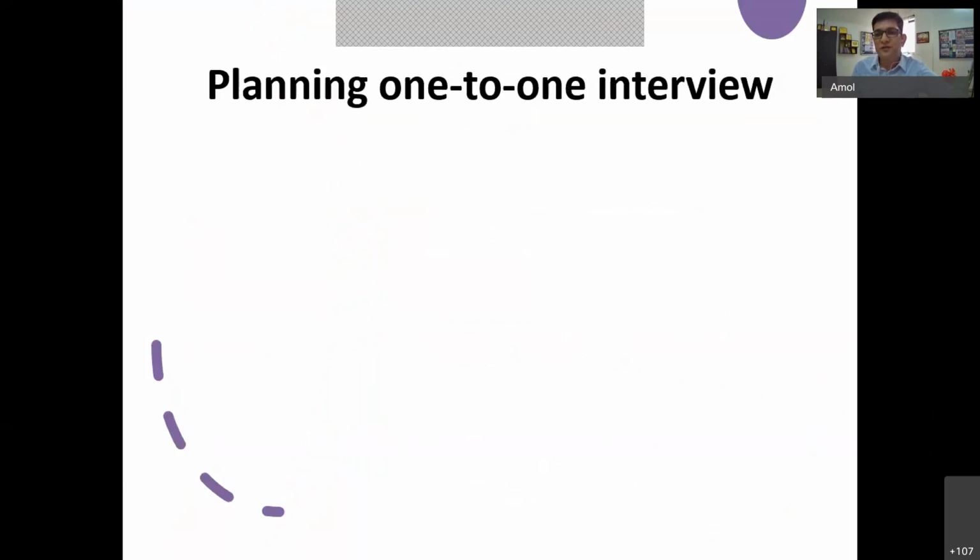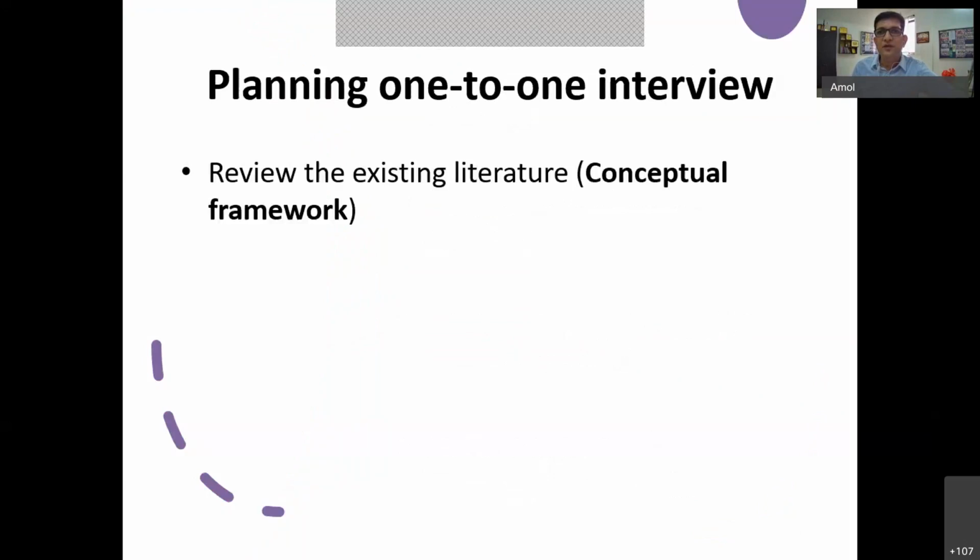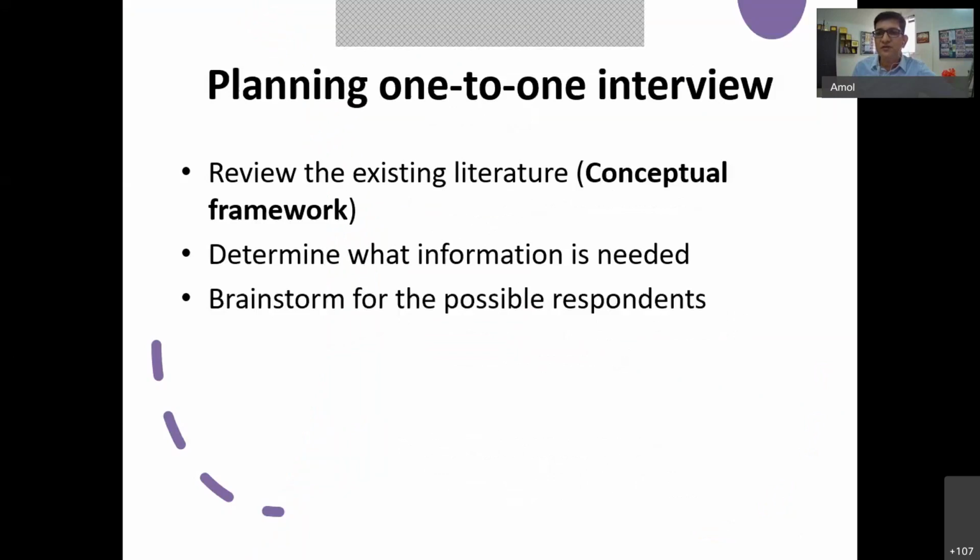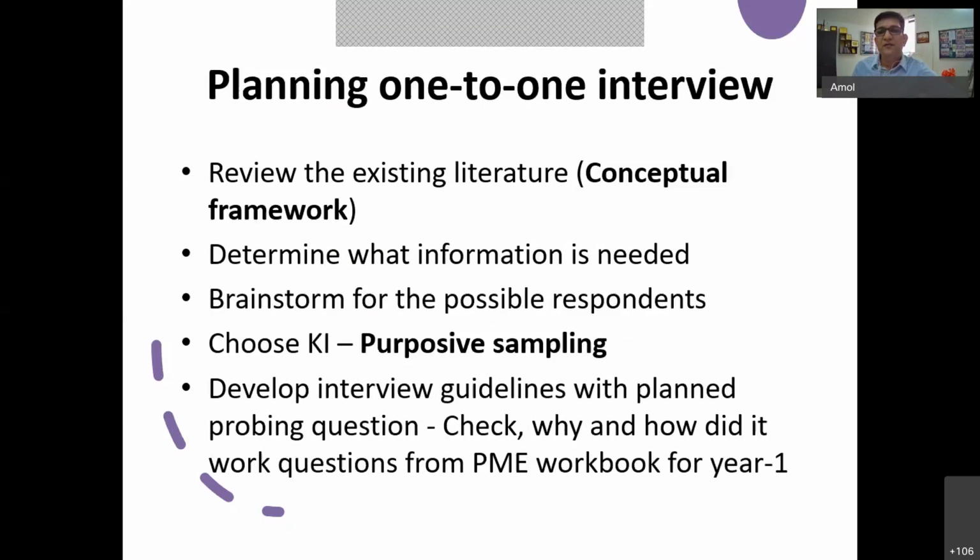So how do we go about interviews? I'm just giving you an example. These steps are more or less the same for most of the qualitative methods that you choose. First, review the existing literature and choose a conceptual framework or theoretical framework. Determine what information you want. Brainstorm for the respondent. Choose the sample size. Decide the selection of sample. Who will be your respondent? And you have to choose one type of purposive sampling. Then develop the interview guidelines, which consist of broad open-ended questions with probes.